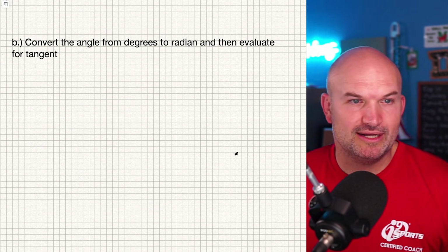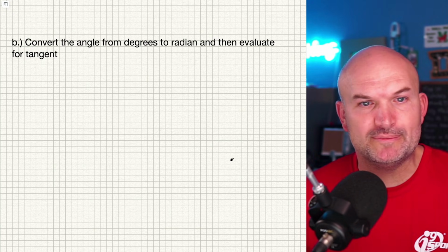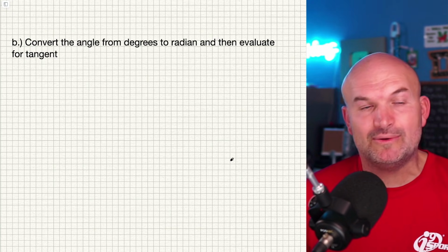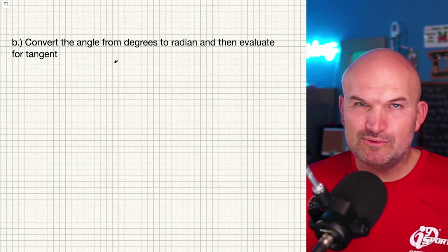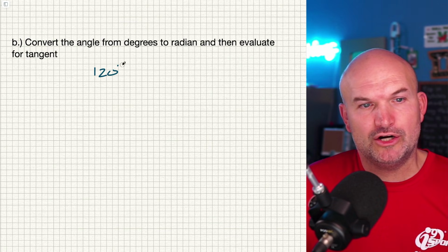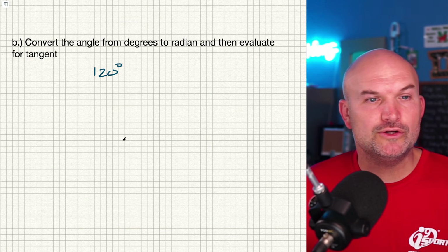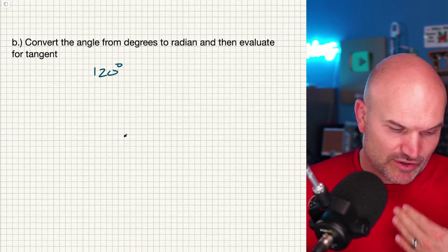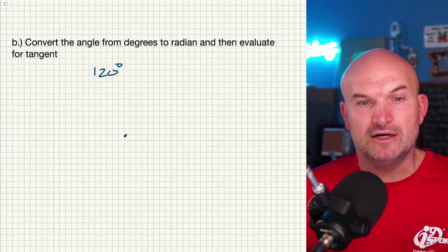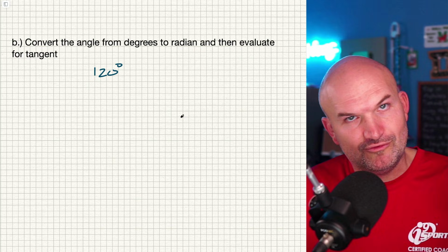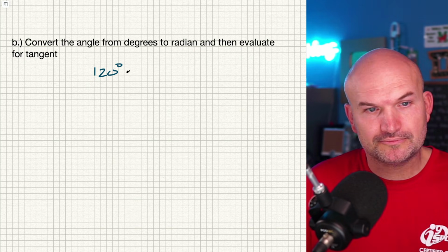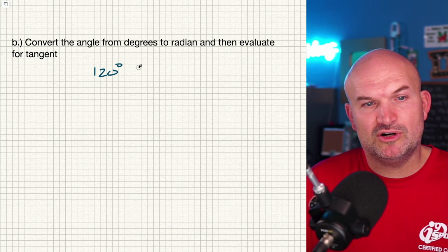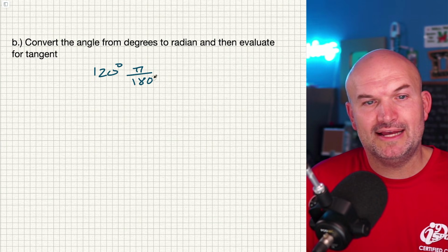All right, last one, unit circle. Convert the angle from degrees to radians and then evaluate for tangent. So let's do one that's fairly basic here. Let's do 120 degrees. Okay, so how do you convert a degree to a radian? Now, I think it's really important that the more trig we do, the more familiar you are with radians. But sometimes converting is something we need to do. So all you're simply going to do is multiply it by pi over 180.